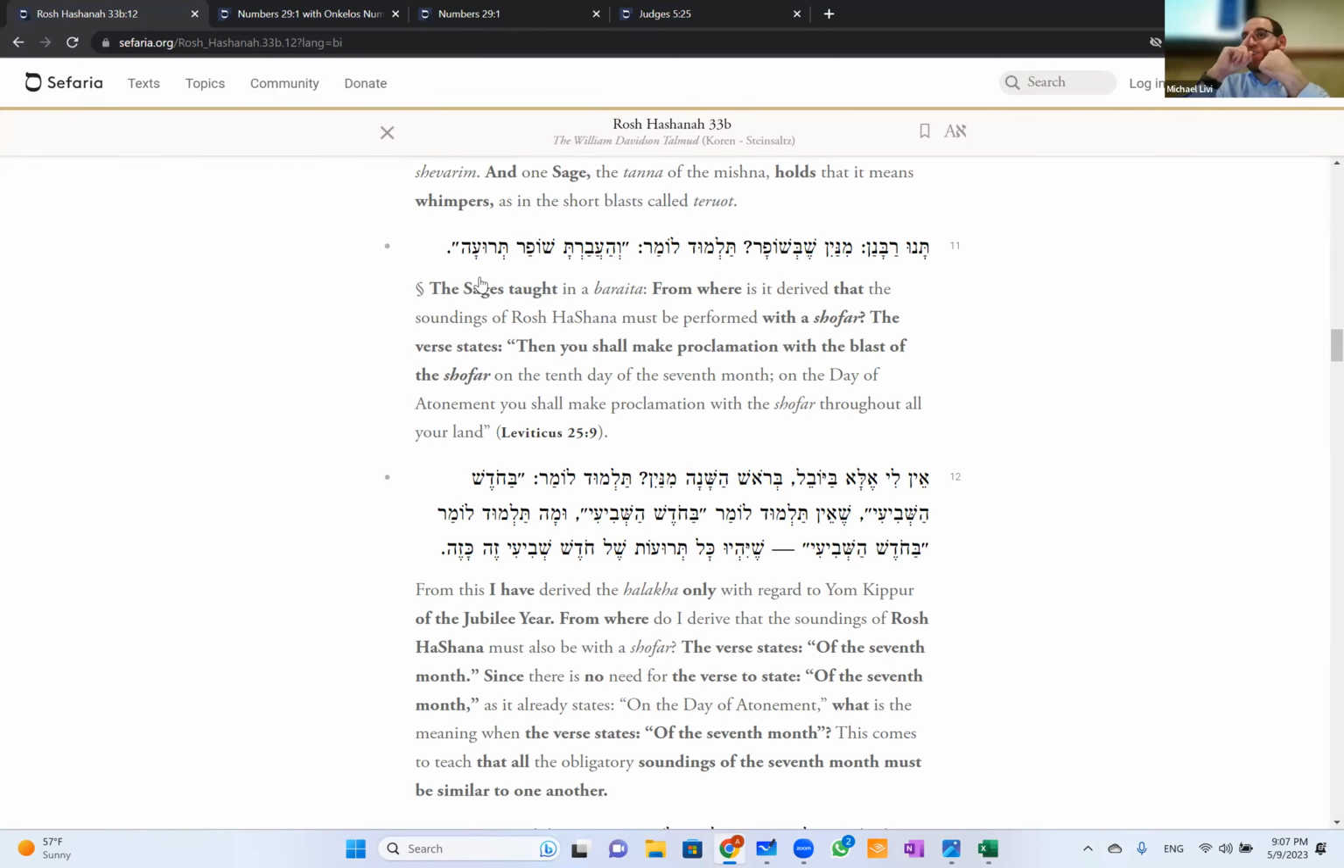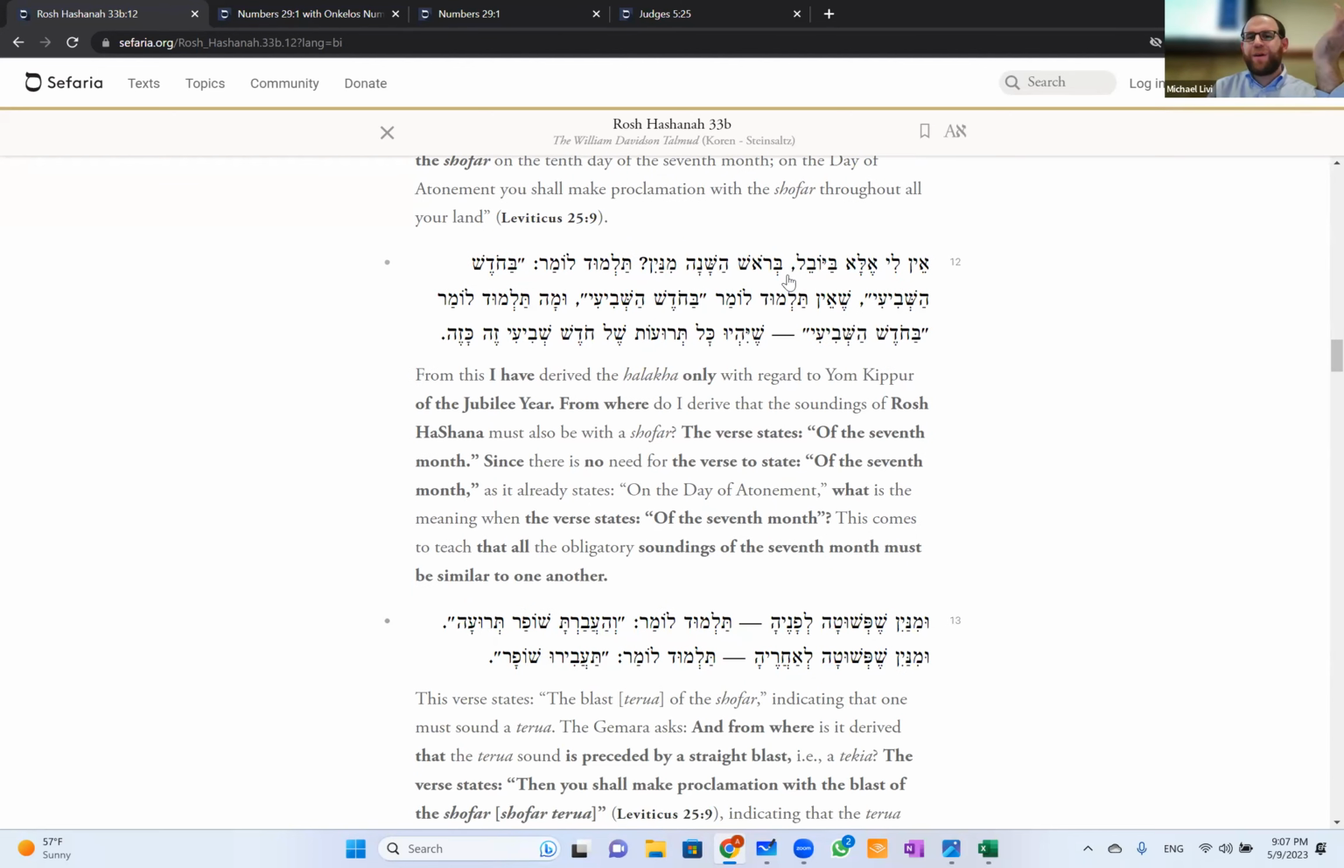Because you make a connection to the section of Yovel. This is the parasha of the week, in Parashat Behar. It says that on the 50th year, on the Jubilee year, ve'avarta shofar teruah. You take a shofar and you walk around and you blow the shofar on Yom Kippur. It uses the word shofar. Oh, okay, so the Gemara says, ein li ela b'Yovel. Rosh Hashana minayin? That's talking about Yovel. That's not talking about Rosh Hashana. How do you know that you have to blow the shofar on Rosh Hashana?